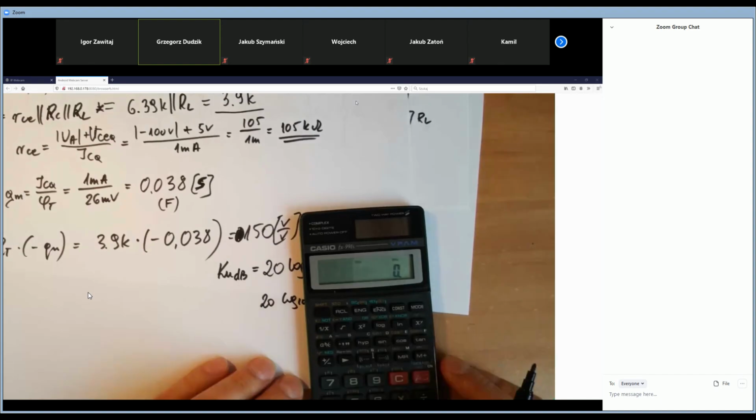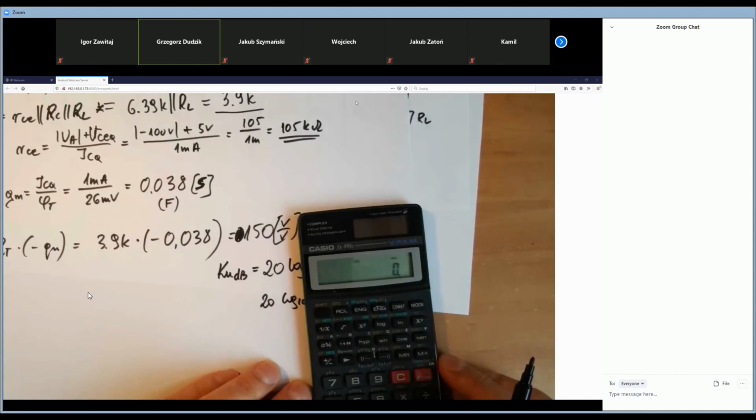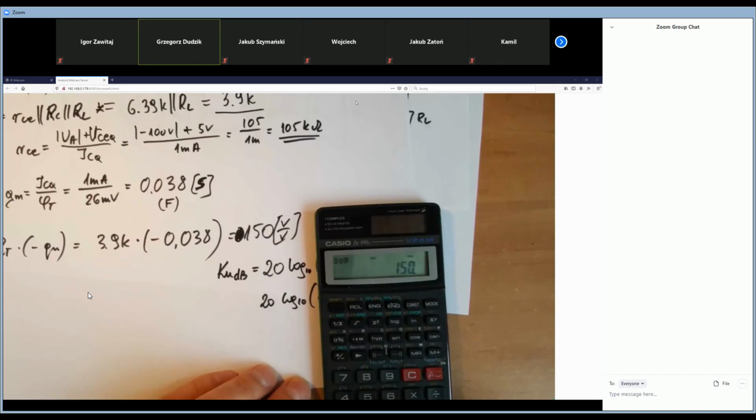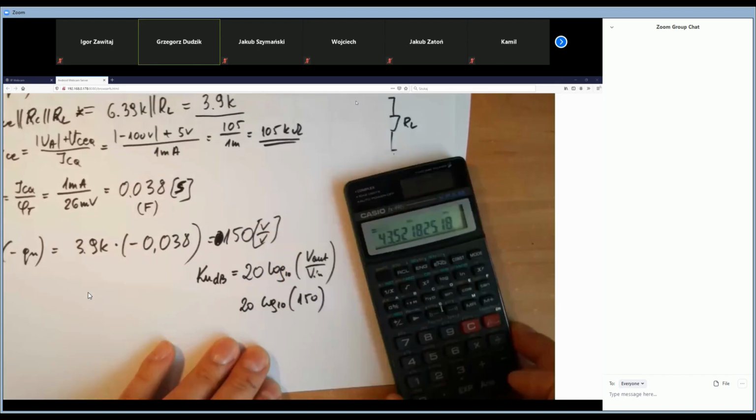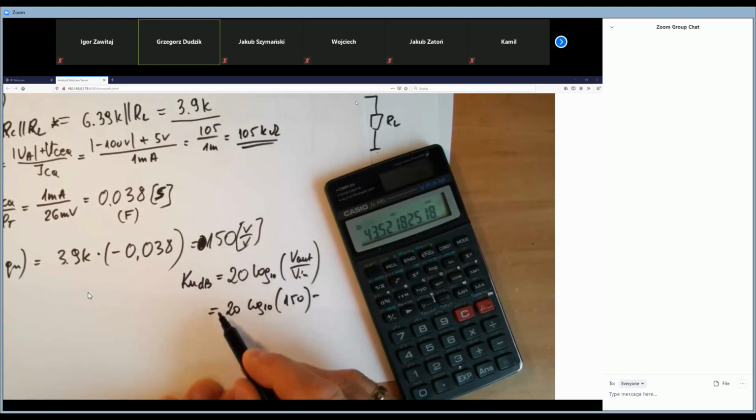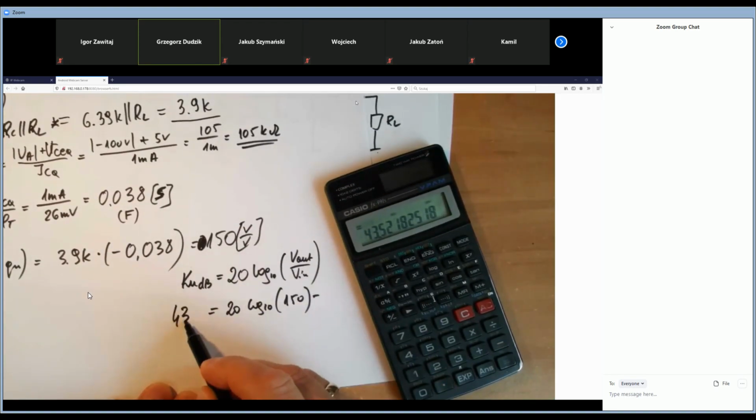So, where do I have the logs here, here it is. Log of 150 times 20. As you see, this is 43.5 decibels. We've got it.